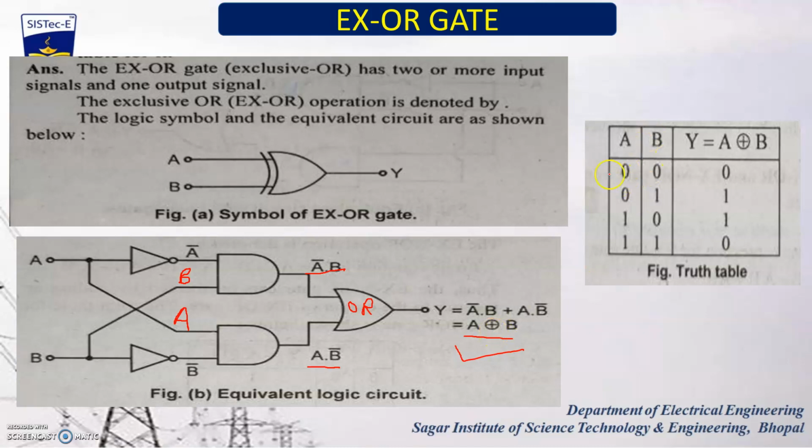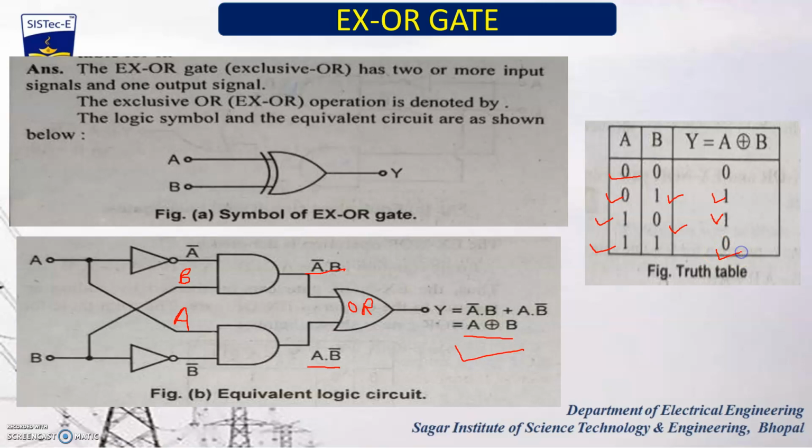When both inputs are low, meaning A and B both are low, in that case the output will be 0. When the first input is low but the second input B is high, then the output will be 1, meaning high. In the third case, when the first input is high but the second input is low, then the output will also be high. And when both inputs are high, in that case the output will be low.